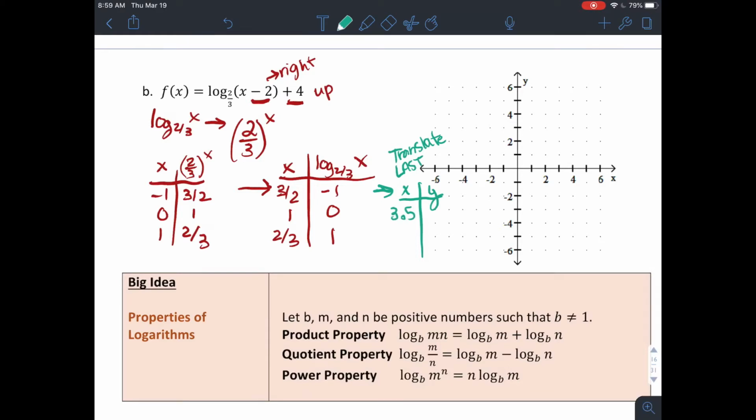Let's see. Doing some mental math here. Okay, plot them. These are gonna be kind of ugly to plot. It's okay.